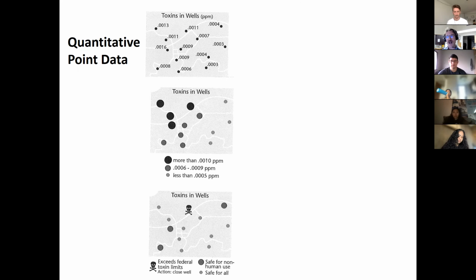Using different types of symbology to convey that information may be more helpful. In this middle one, you've got 3 different categories of circle size and circle color, or shades of gray in this black and white. So I would argue that that's certainly an improvement over what we see just with the numbers above, but the one at the bottom may be even more powerful, right? The one at the bottom is actually bringing in some kind of symbology saying, at some kind of federal threshold, a skull and crossbones indicating that you're going to die if you drink the water, right? It's a more powerful type of way of communicating.